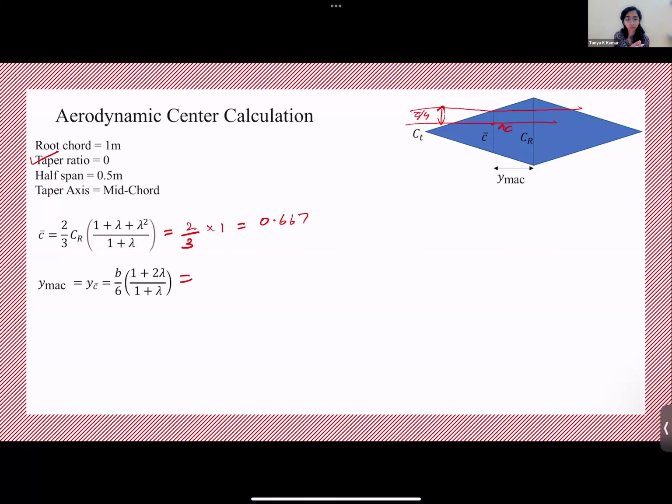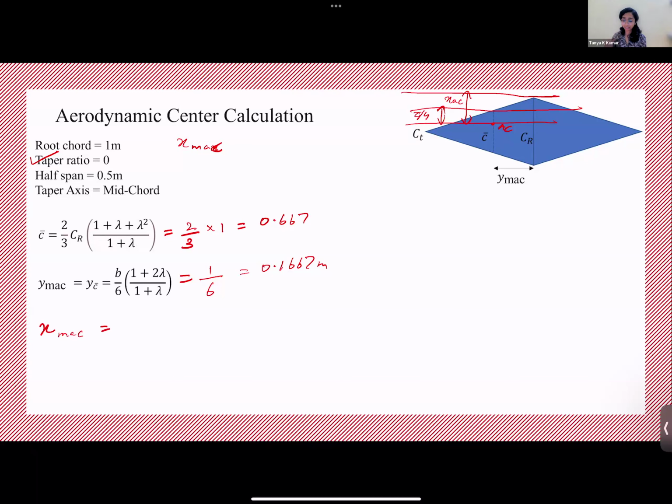What about YMAC? The Y coordinate of the mean aerodynamic chord is B by 6 when the taper ratio is 0. B is 1, so 1 by 6. How much is this value? 0.1667, right? So we have found out YMAC. Now we need to find out XMAC. How do we find out XMAC? XMAC is this quantity. This is XAC. What is XAC?